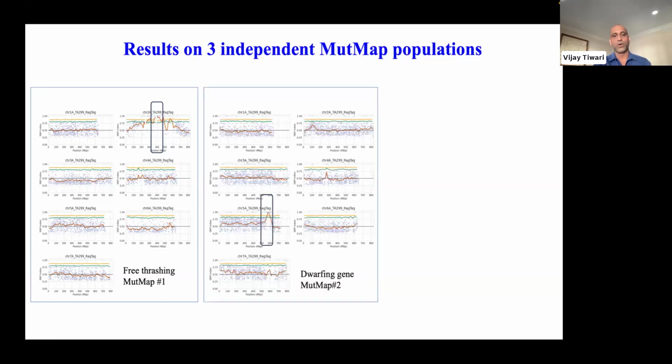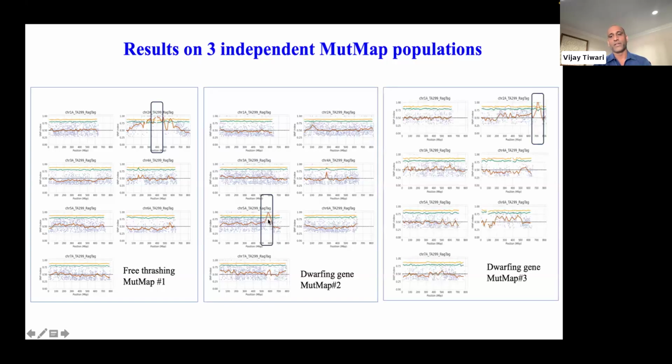And then for dwarfing gene population 1, we have a very strong peak on chromosome 5AL. For dwarfing gene population 3, we have a very strong peak on chromosome 2AL. So these are three independent populations, and you can see that MutMap is identifying a very unique region.